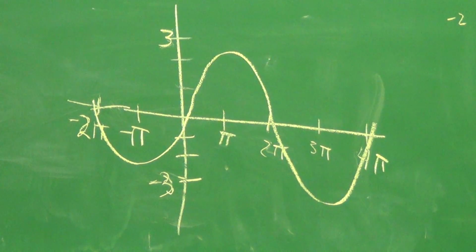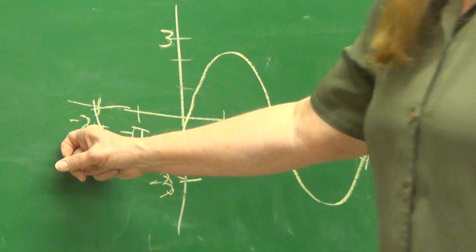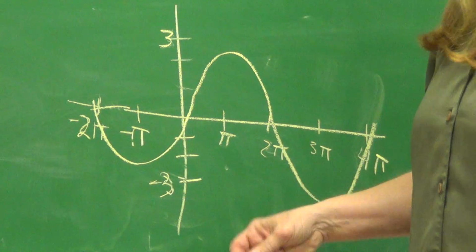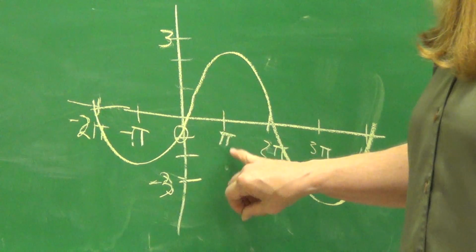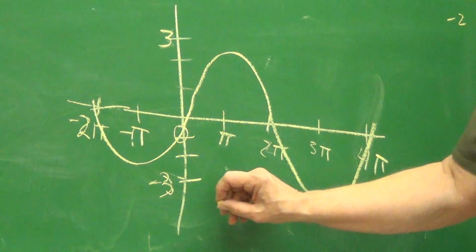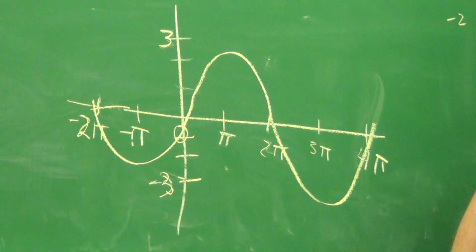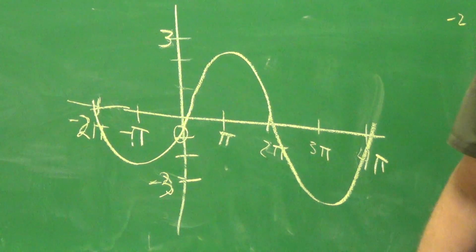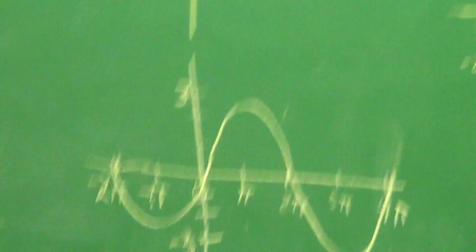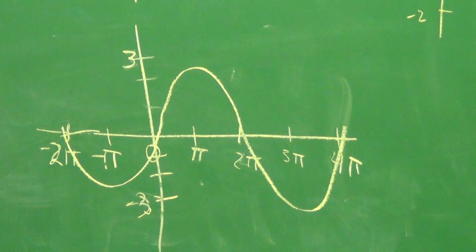Alright, so looking at that graph, you can see that this is negative pi, negative 2 pi, negative pi, this is 0. Pi, 2 pi, and 4 pi. It went up to 3 and down to negative 3. Alright, so what is the name of this curve? This crooked looking curve. Sorry. I do need a cameraman.